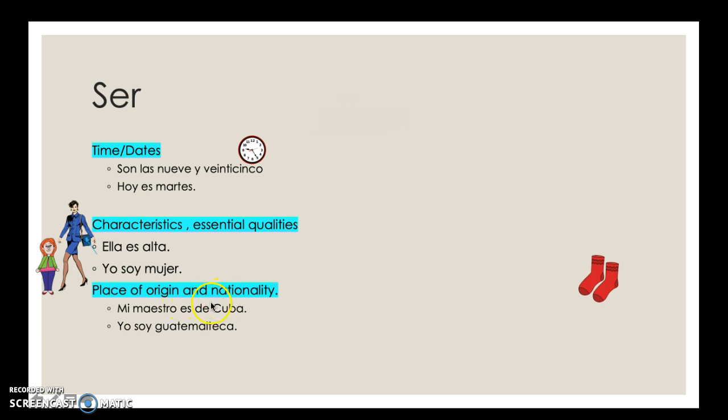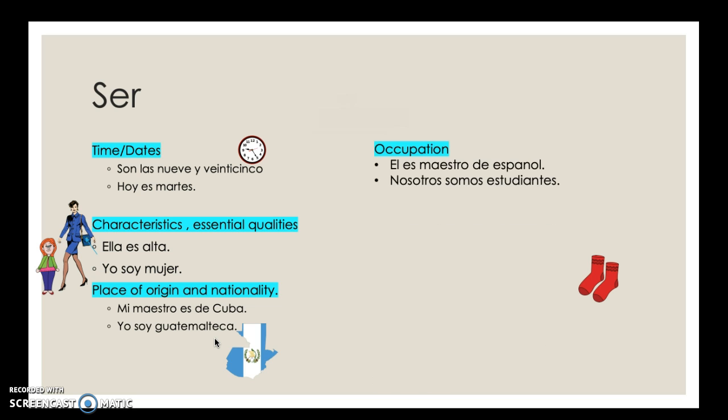Place of origin and nationality. So place of origin, we can say mi maestro es de Cuba. My teacher is from Cuba. Or yo soy guatemalteca. That's my nationality. And there you go. There's the country and flag all in one.